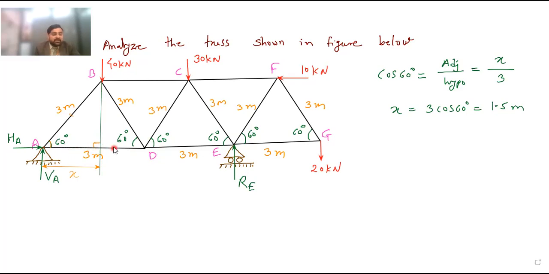So if it divides into two equal parts, the total base is 3 meters, so each part will be 1.5 and 1.5. This is the property of an equilateral triangle.